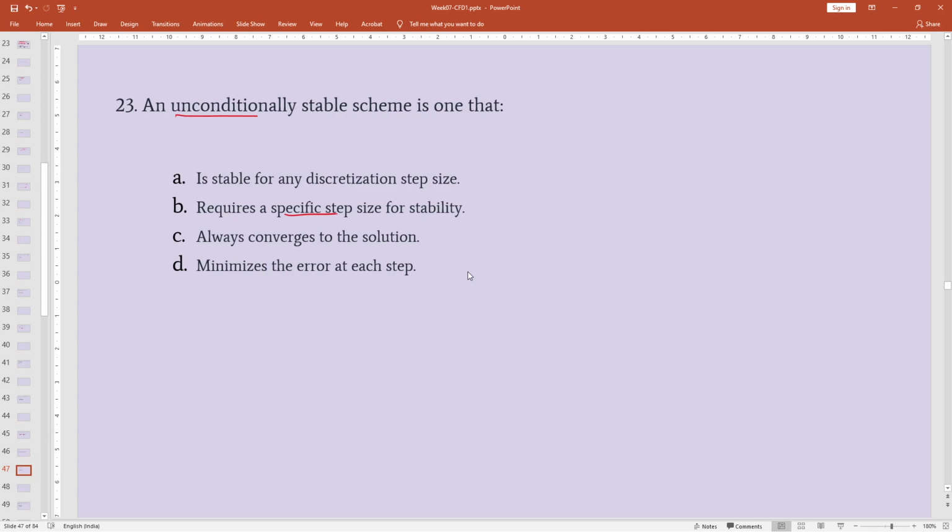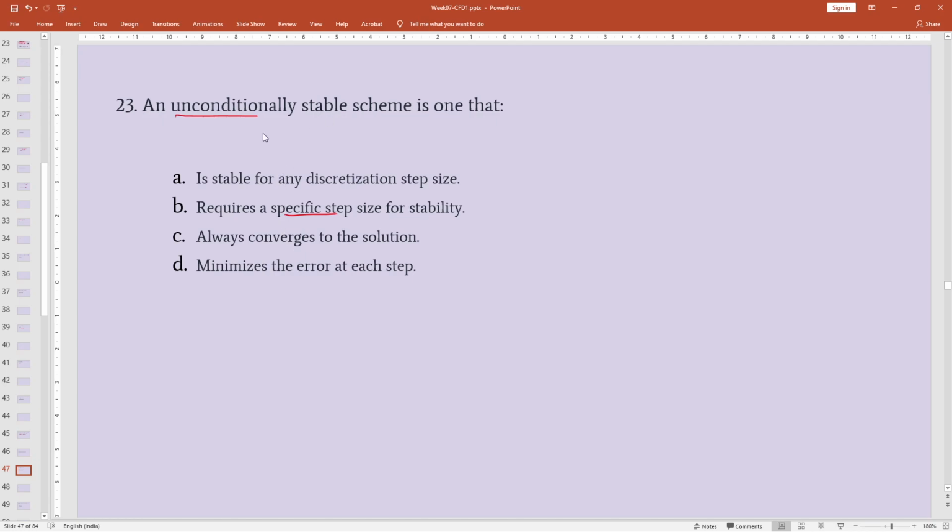So the question is about unconditionally stable scheme. Options are: A, stable for any discretization step. Option B, requires a specific step size for stability. Option C, always converges to solution. Option D, minimize the error in each step.